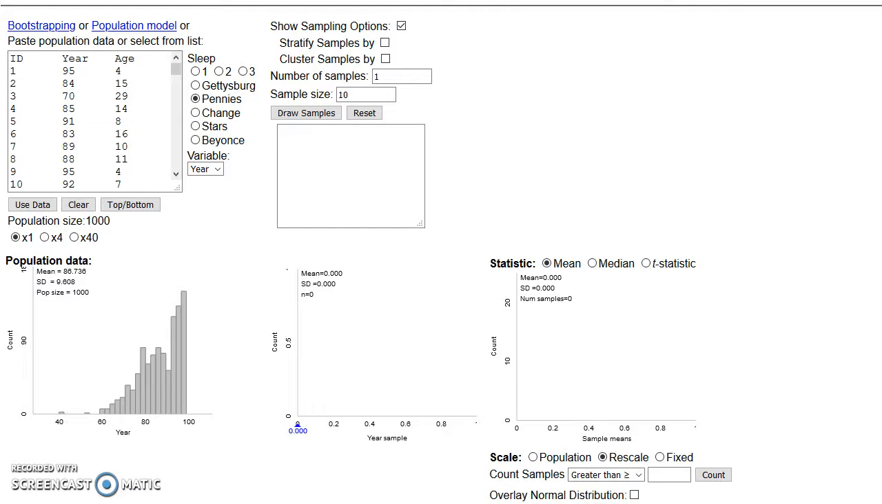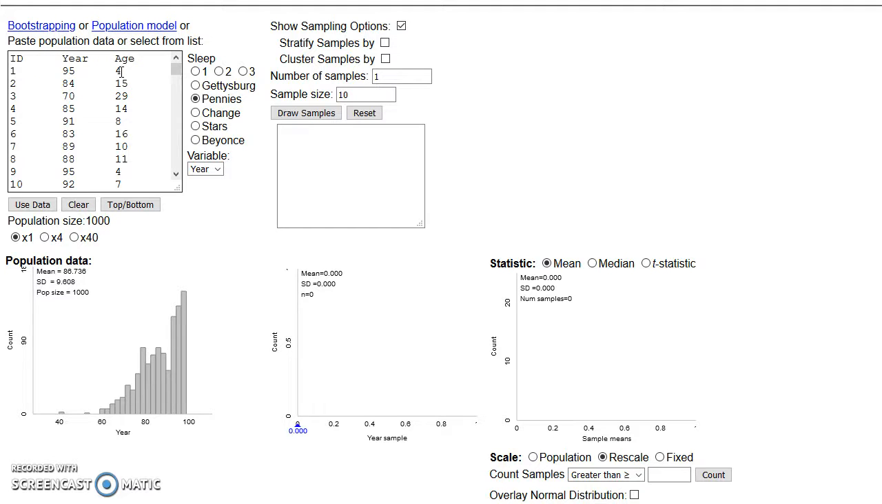Hey everyone, here we're going to be building the sampling distribution for sample means. We'll be using the scenario of sampling some pennies. So here I have my data of all my pennies. Here's penny number 1. Its year is from 95.